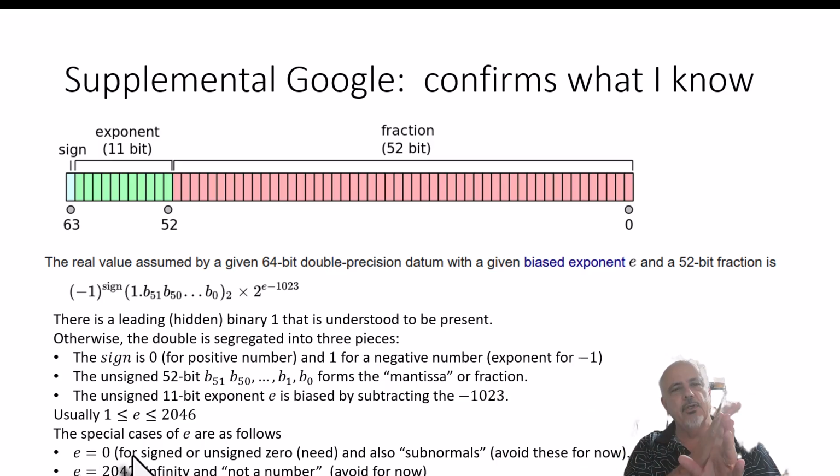And when E is 0, that's a very special case I won't really talk about, that's a subnormal. So we won't concern ourselves with that. For us, typically E is going to be between 1 and 2046.